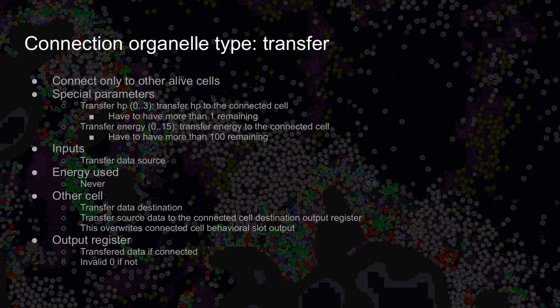The organelle takes one input and transfers the data from that input to the other cell. This will overwrite the output register of the specified slot in the other cell. The organelle uses no energy. The organelle output is the transferred data if connected and invalid zero otherwise.